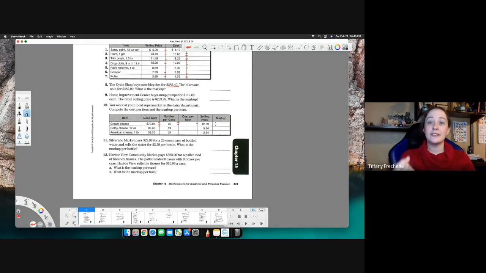Not that we're always going to have a positive number because, like I said, they might just be trying to dump off the items and they don't necessarily care if they marked it up. Maybe they're selling it for less than their cost if they just want to get rid of them. But you should always do the selling price minus the cost. So keep that in mind.